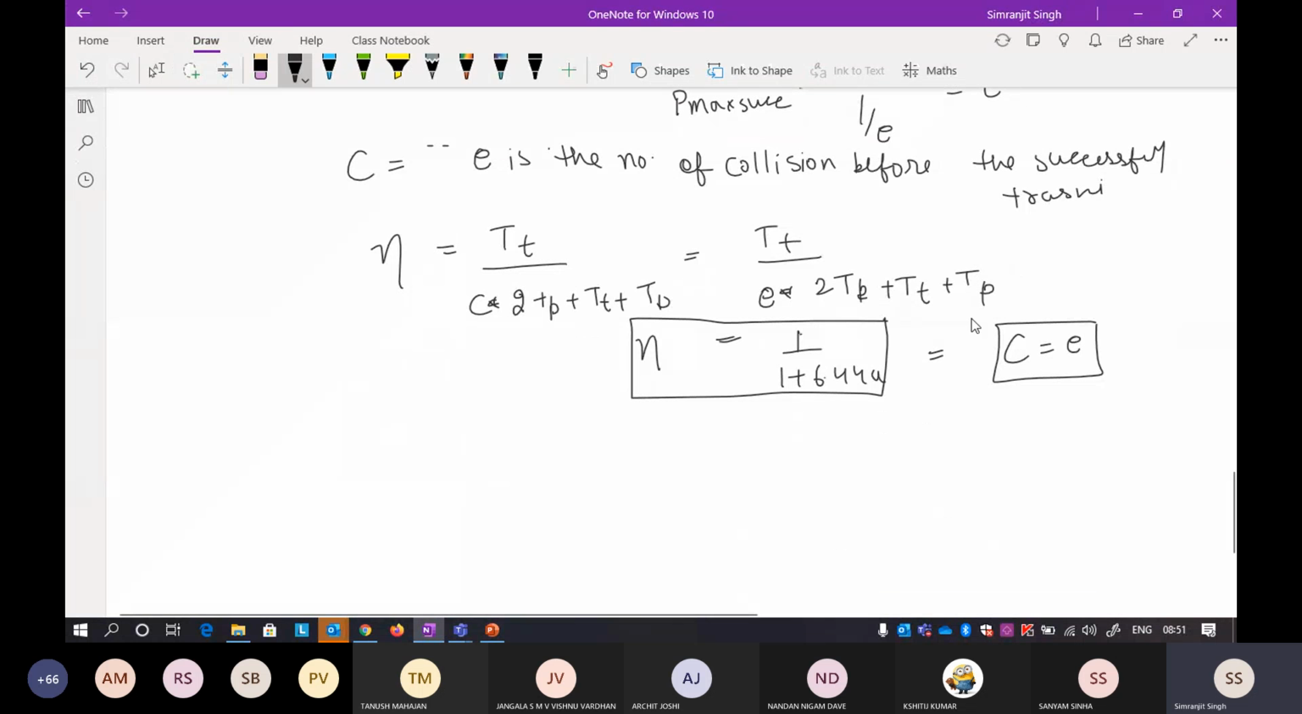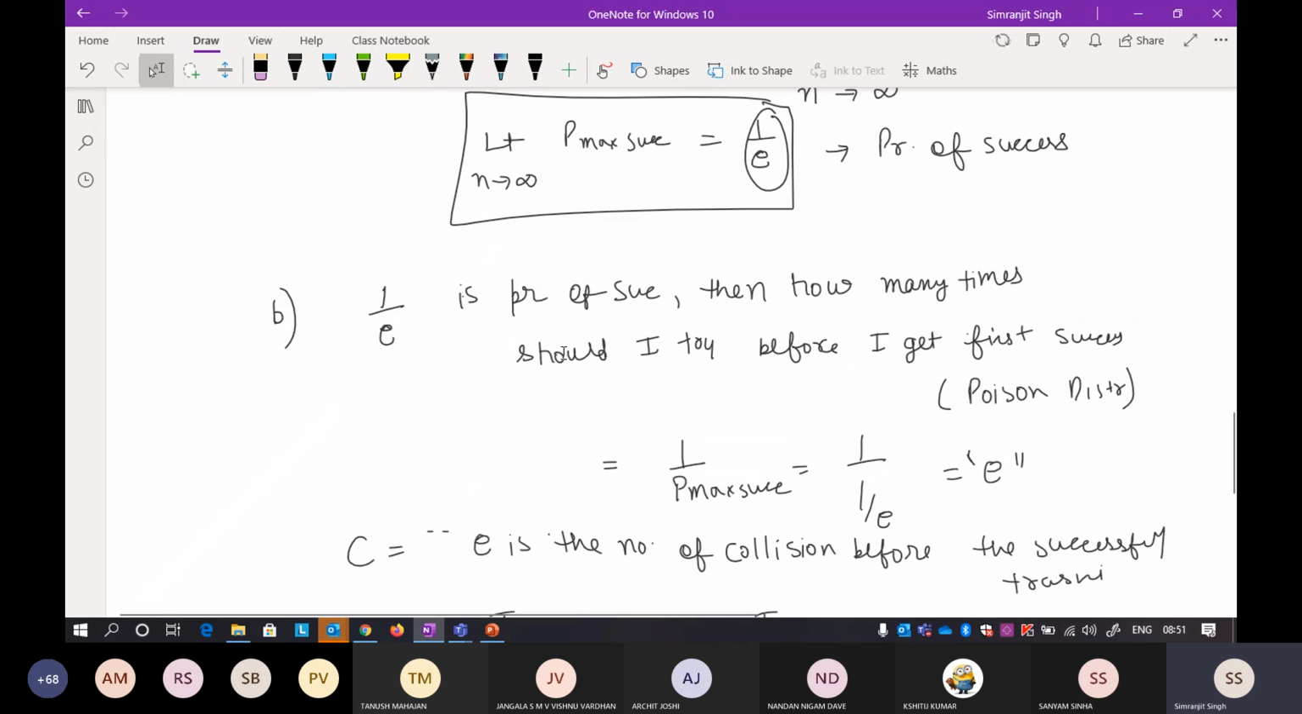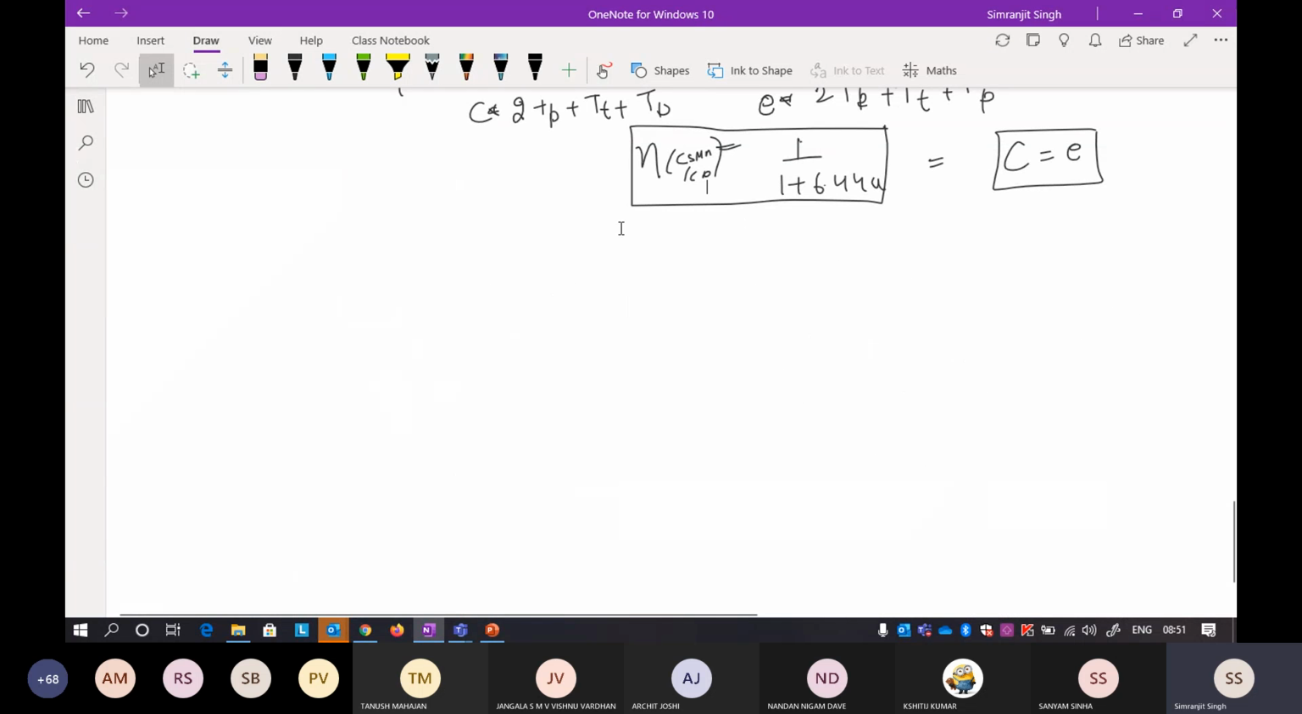You can directly see that the number of collisions is calculated as e, and by solving this equation you get the efficiency for CSMA/CD. I'm telling you for the first time to remember this formula, because if you try to derive it in your exam, it will take a lot of time. So just remember it: the efficiency formula for CSMA/CD is 1 over 1 plus 6.44a.